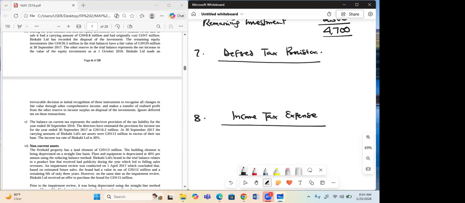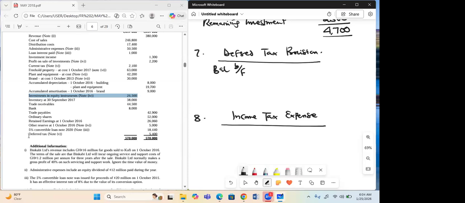Difference between carrying amount and tax base. That is the temporary difference, right? Yes, temporary difference. So to solve your deferred tax provision, what did I teach you? You take the opening balance in the trial balance and the current. Let's go to the trial balance. Look for the deferred tax for me this year. Deferred tax opening balance, 5,400. Then you compare it to the closing balance.